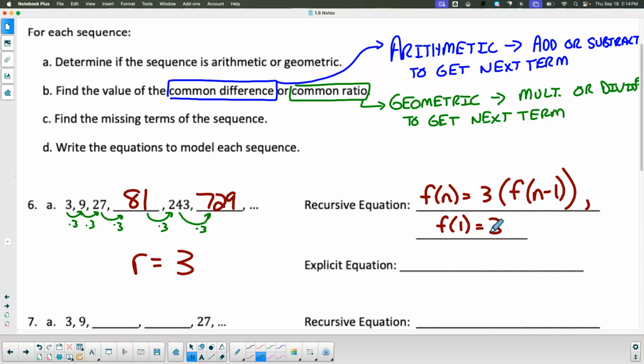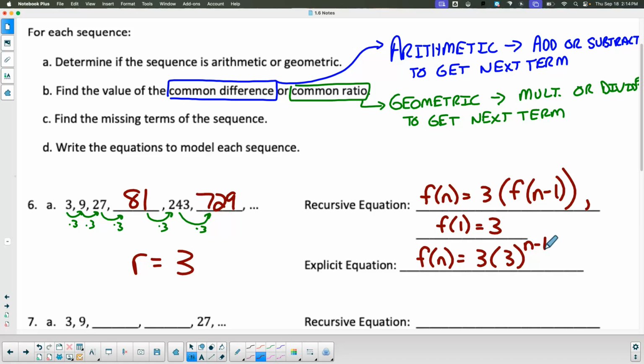The explicit equation, then. Would it be f of n equals 3 times 3 to the power of n minus 1? Okay? What's another one? What's up? So if it's multiplication, you use an exponent. Correct. Yep.